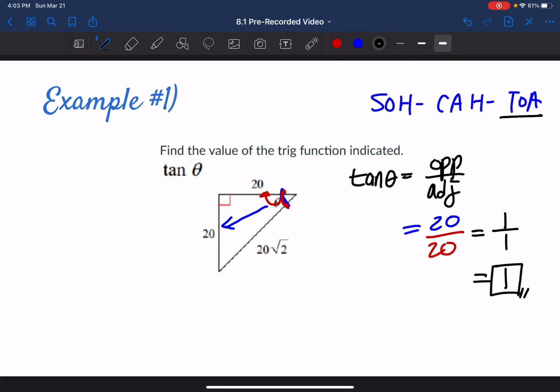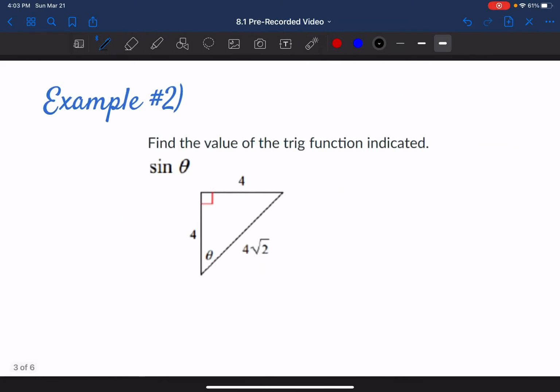Easy. I didn't have to do anything with the radical. Let's look at example number 2. Pretty much the same questions, but you guys have to find the sine theta, and then your angle, the position is a little bit different. So let's do this one together. Or if you want, pause the video and try to do it by yourself, okay?